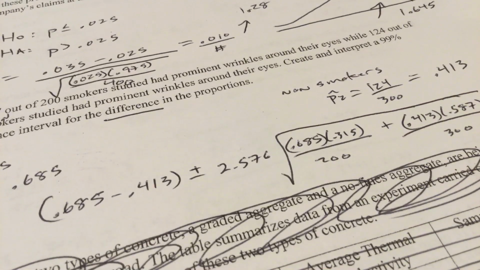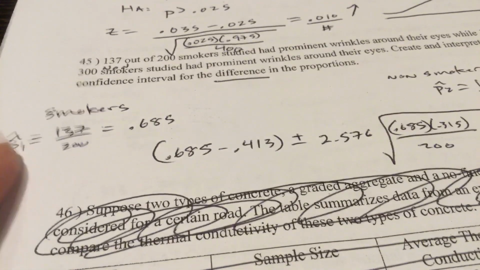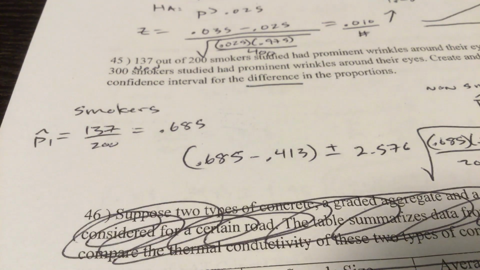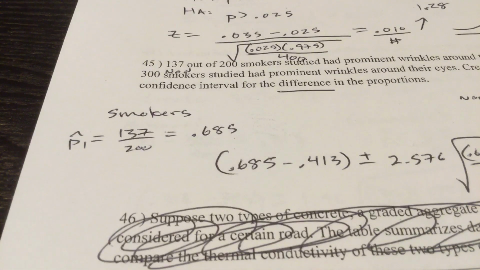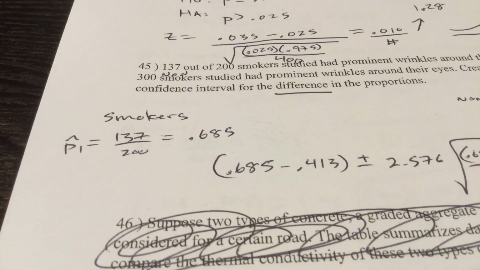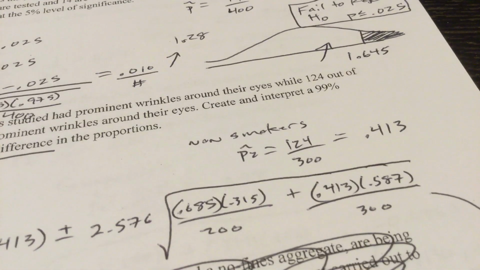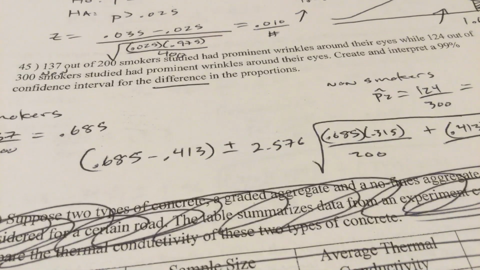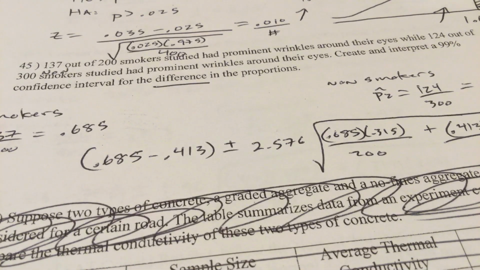99% confidence interval for the difference. You need to add that the second one is the non-smokers. It's not smokers and then smokers. The second one is the non-smokers. Prominent wrinkles for the smokers, there's your P1 hat. Prominent wrinkles for your non-smokers, there is your P2 hat. Okay, anytime we're doing proportions, always Z star, 99% confidence interval. That is the 2.576 Z star.